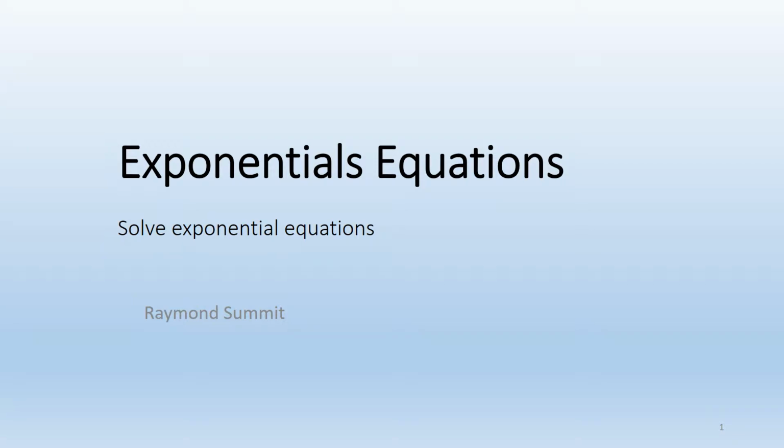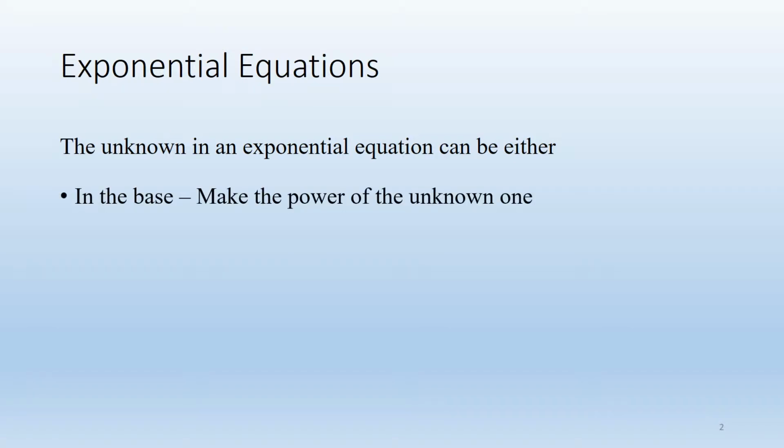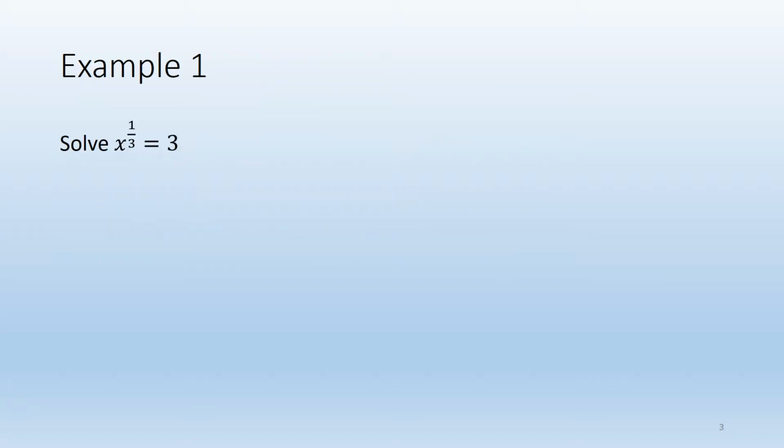Let's solve some exponential equations. An exponential equation can have the unknown, the bit that you're trying to find, either in the base of the equation, in which case we would have to make the power of that unknown 1, or the unknown might appear in the index of the equation, in which case we need to express both sides of the equation to the same base. Let's have a look at some examples.